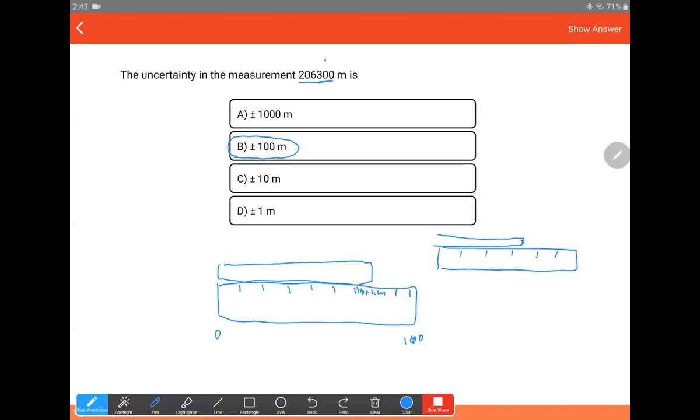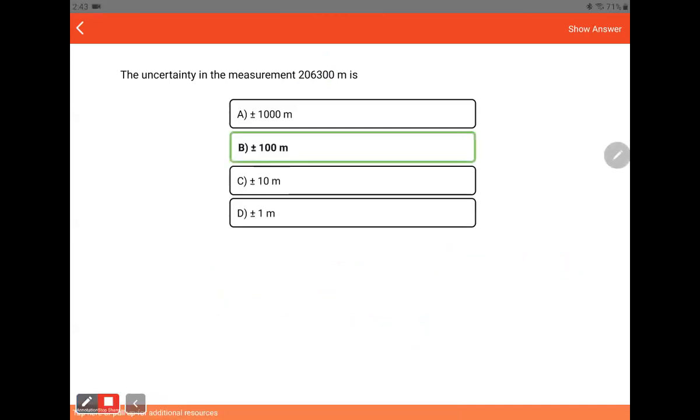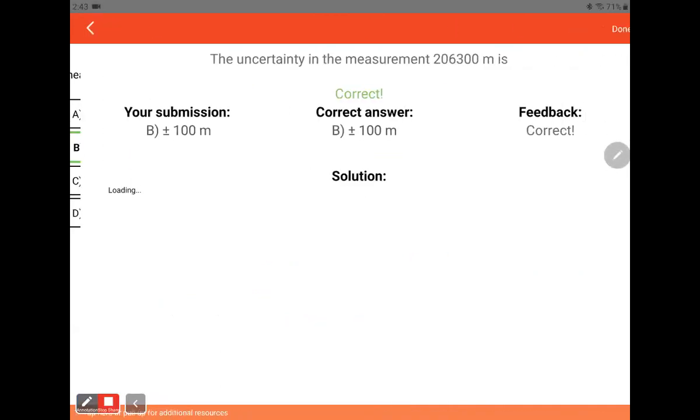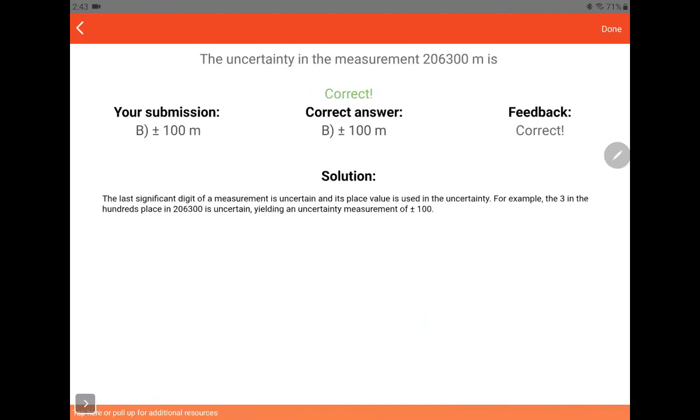If we had this one be significant and a 0, we would have to write it in scientific notation to clarify that. Hopefully that makes sense. So uncertainty aligns with that last significant digit because the last one is always the uncertain one. So let's select that. And there we go. The last significant digit is uncertain and its place value is used in uncertainty.